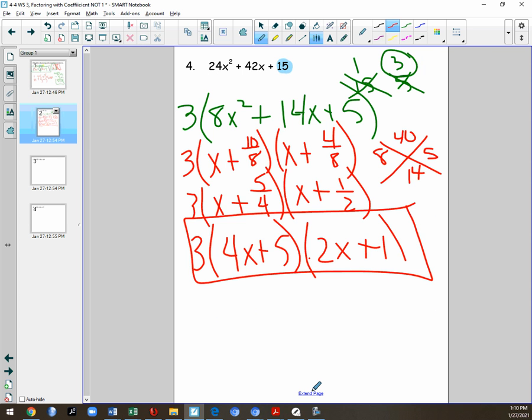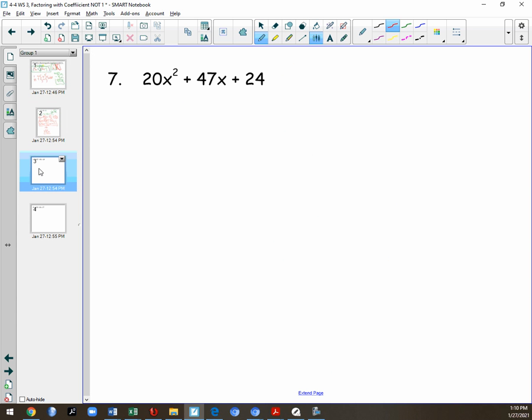Go ahead and check to make sure what we did is right. Inner gives me a 10x, outer gives me a 4x to give me a 14x, and you are done. Okay. Number 7.